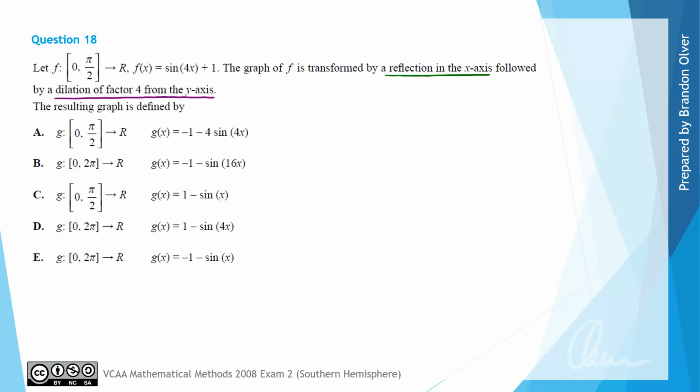So the first thing I'm going to do for this question is use mapping to identify the rule. If we take our coordinate x, y and map that to a new coordinate which includes these transformations, if I first consider the dilation by a factor of 4 from the y-axis, that's going to result in 4 times x. Then the reflection in the x-axis is going to be negative y. So we would say that x dash is equal to 4x and that y dash is equal to negative y.